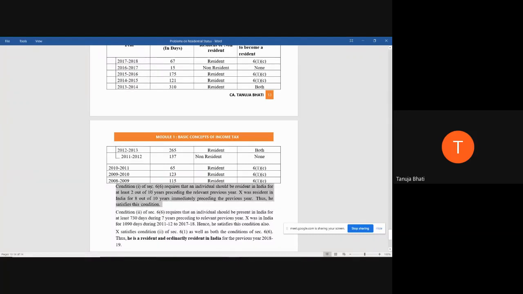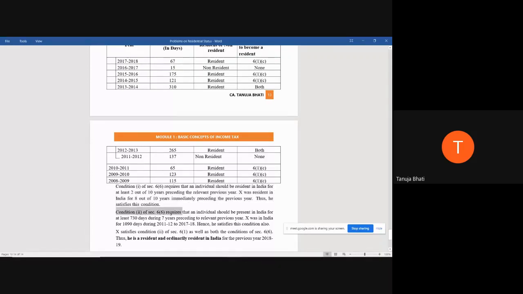Condition 1 of section 6 subsection 6 requires that an individual should be a resident in India for at least 2 out of 10 years preceding the relevant previous year. X was resident in India for 8 years out of 10 years immediately preceding the previous year. Thus, he satisfies this condition.